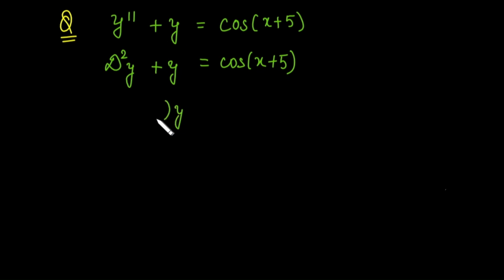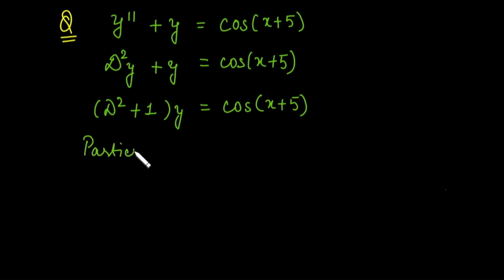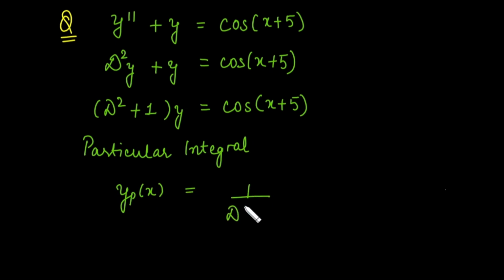So the coefficient of y is d square, and in this case the coefficient of y is 1, equal to cos of x plus 5. For the particular solution, for the particular integral, y_p(x) is equal to 1 upon d square plus 1 cos of x plus 5.